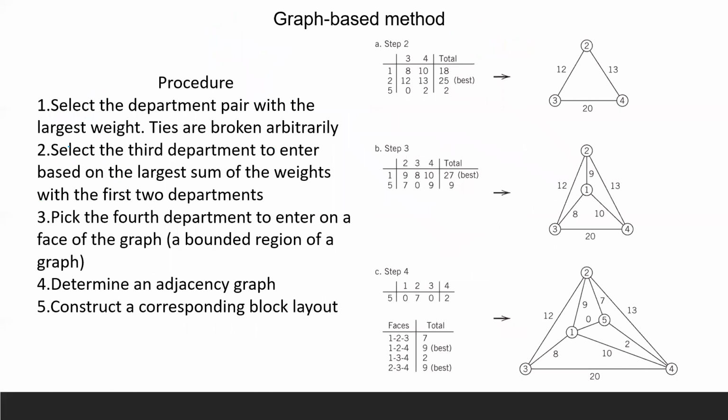Nakuha. Ito po. So, kinonstruct natin yung 3 and 4. And then yung 2, nilagay natin doon. Again, this is the algorithm na ginagamit. Yung una natin ginawa, trial and error, di ba? Pero may algorithm din po behind that. Okay? Nakuha. After nun, next step, select the third department to enter based on the largest sum. So yun nga po. Ayun, nilagay nila yung 2 doon. And then yung tira, 1 and 5.